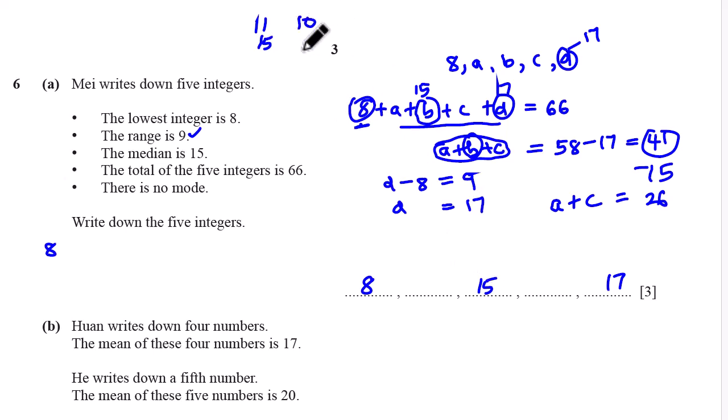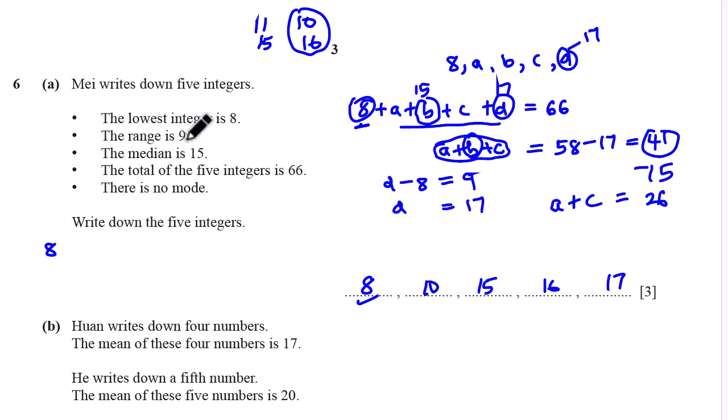I can say 10 and 16. 10 and 16 seem to be the only appropriate two numbers that can firmly fit into these spaces. So your integers are 8, 10, 15, and 16, then 17. Remember what I did? Follow the information given. The lowest number is 8. You can straight up write that here.